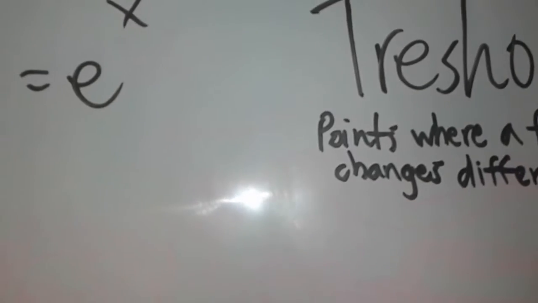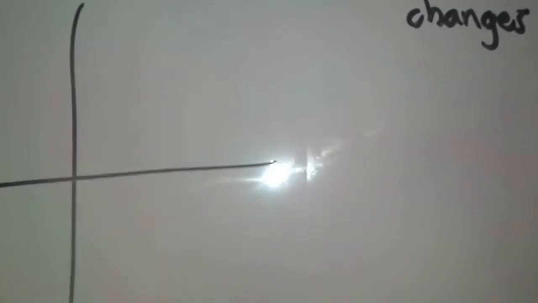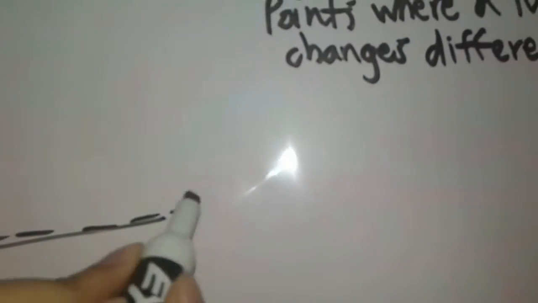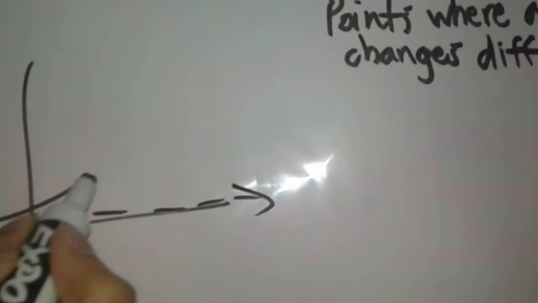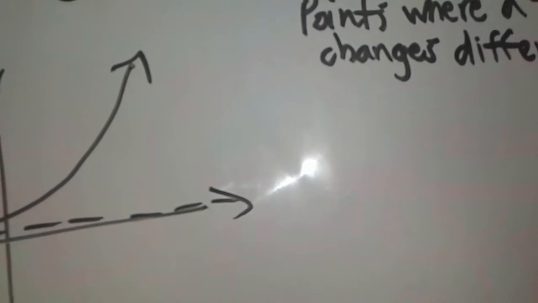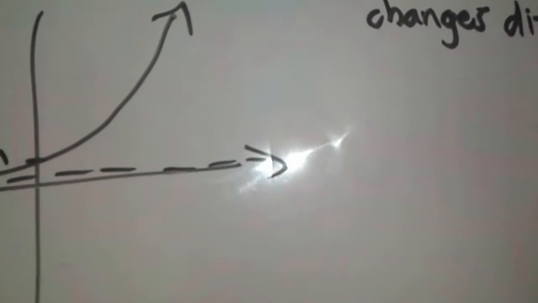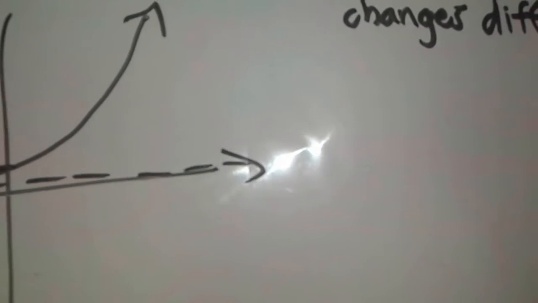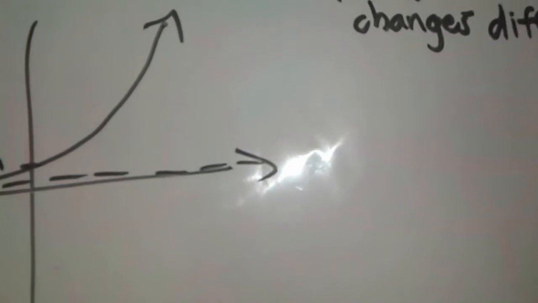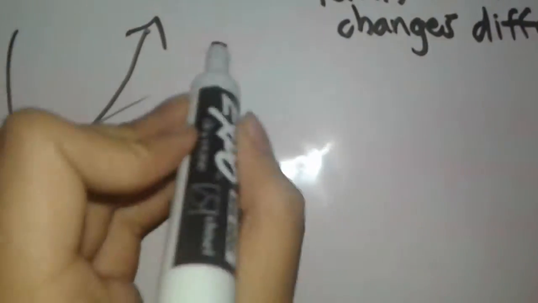So e to the x is continuous, showing continuity. And we can write that, or rather draw that, with a graph. We can know that there's an asymptote at the x-axis. And then this area is 1. Where's the threshold? Basically it's everywhere, because it's changing continuously.